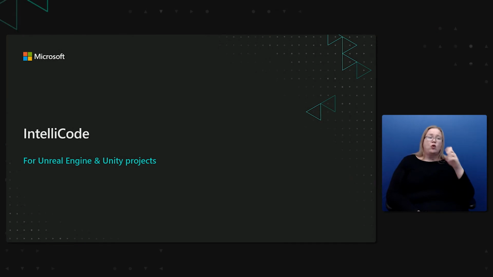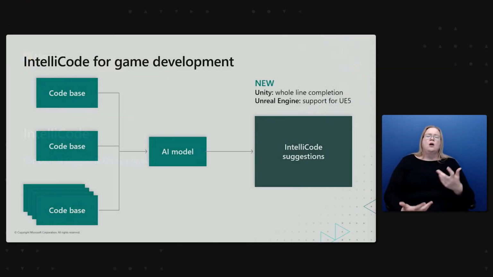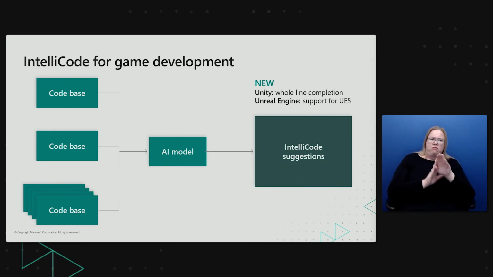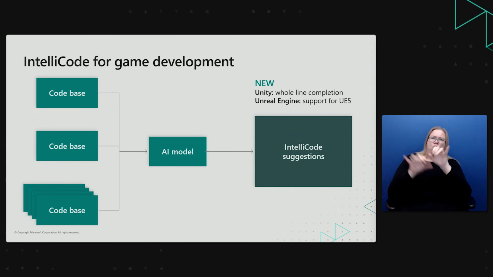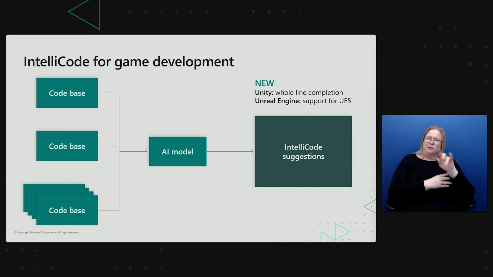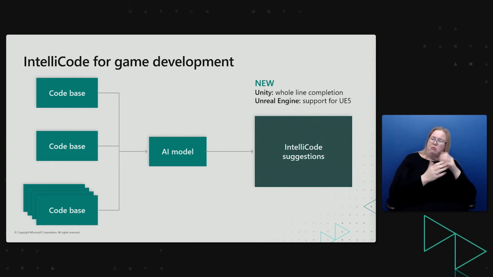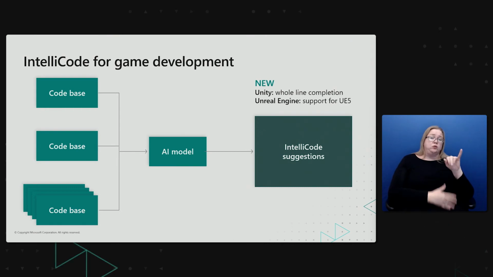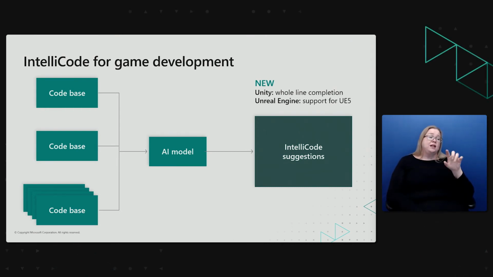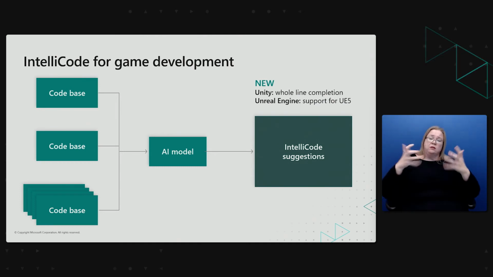Next up, IntelliCode for Unreal Engine and Unity projects. We made IntelliCode by building an AI model through parsing many codebases to collect common coding patterns. When enabled, IntelliCode suggestions show up as additional suggestions on top of your IntelliSense member list. New for VS 2022, IntelliCode supports Unreal Engine 5. For Unity, IntelliCode will provide whole line completion for you.